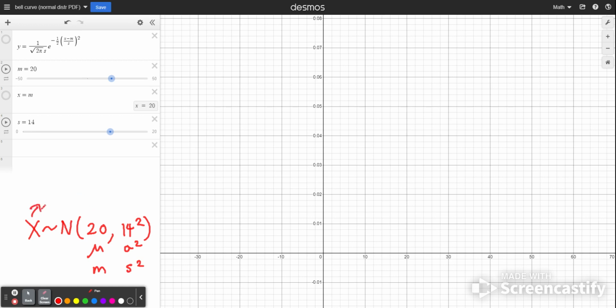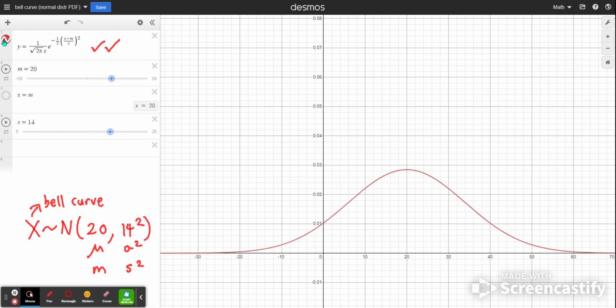What does it mean when we say there's a bell curve associated with this normal distribution? The bell curve is actually just a function that is as shown over here, but you don't have to worry about the details of how this function came about. What you do need to worry about is how the graph looks. Let's take a look. This is the bell curve.